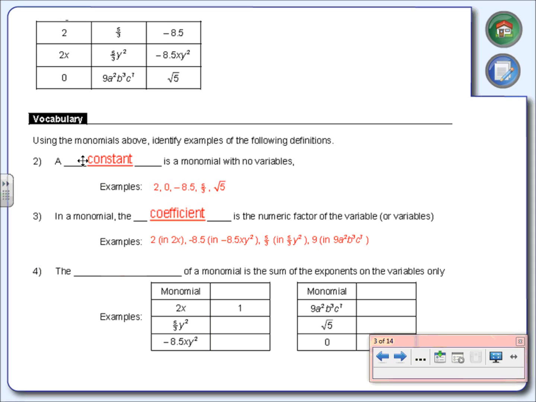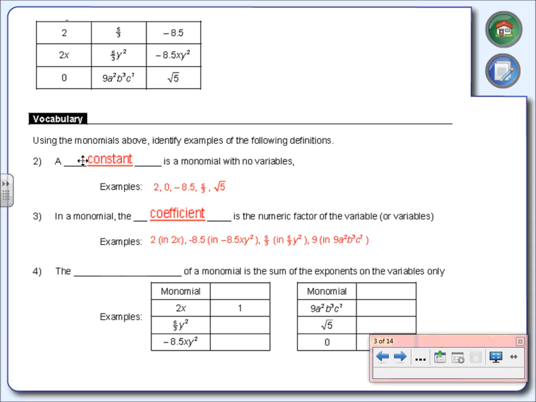So when I ask you what's the coefficient, all I'm asking for is what's the number in front of the variables. So there's our second vocabulary word. We got constant, which is the number with no variables. We got the coefficient, which refers to the number in front of the variables. And we got one more thing here. This one might be a little bit trickier.